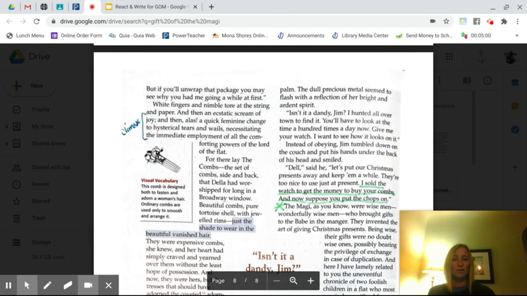"I hunted all over town to find it. You'll have to look at the time 100 times a day now. Give me your watch. I want to see how it looks on it." Instead of obeying, Jim tumbled down on the couch and put his hands under the back of his head and smiled. "Dell," said he, "let's put our Christmas presents away and keep them a while. They're too nice to use just at present. I sold the watch to get the money to buy your combs. And now suppose you put on the chops?"